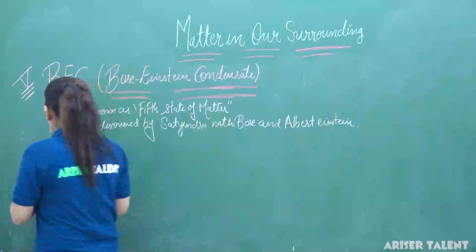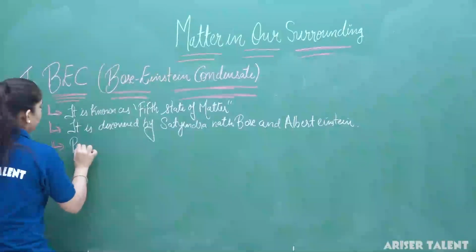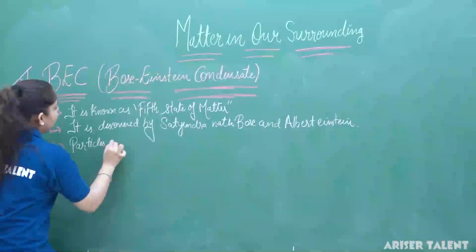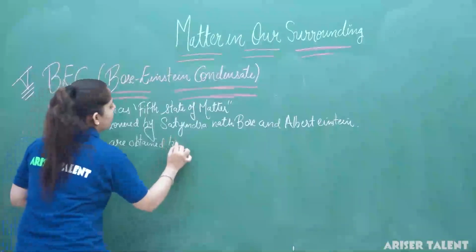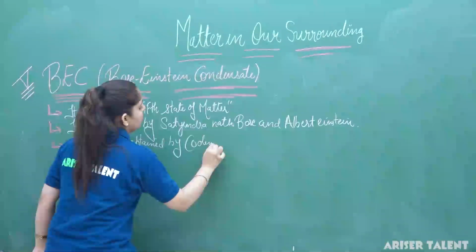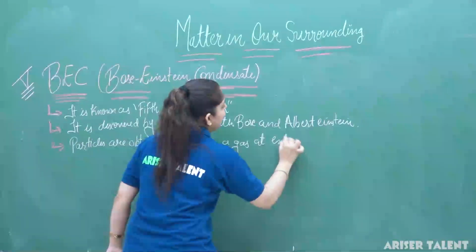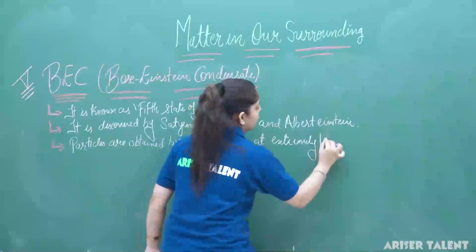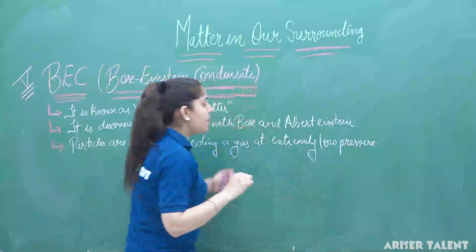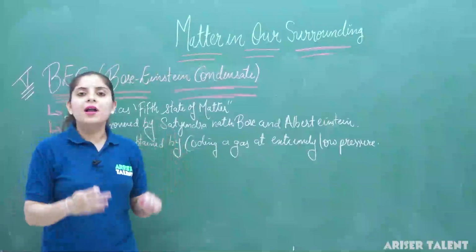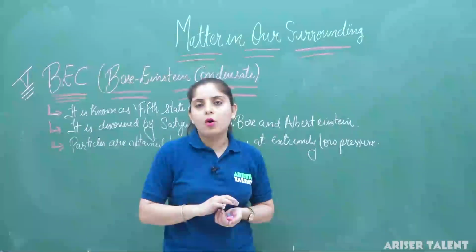So these particles are obtained by cooling a gas at extremely low pressure, and the density used is about 100,000 times lower than the density of normal air.